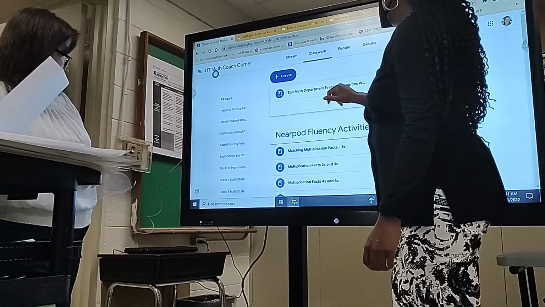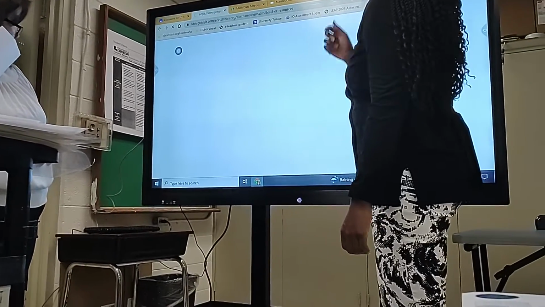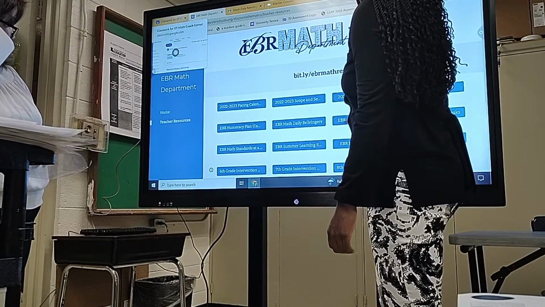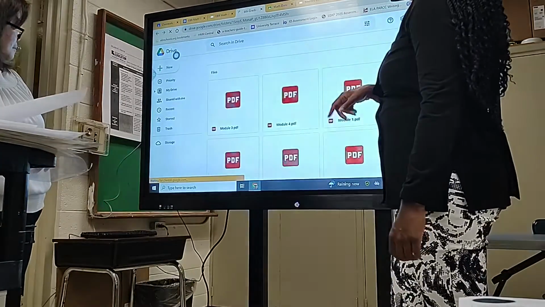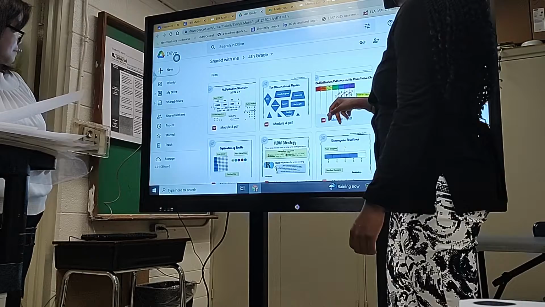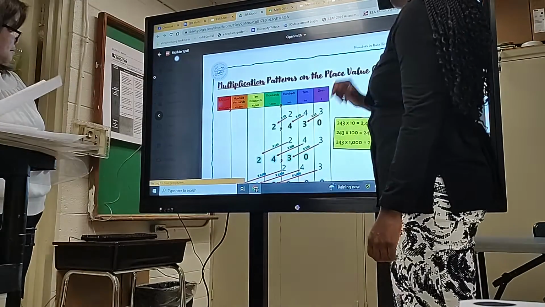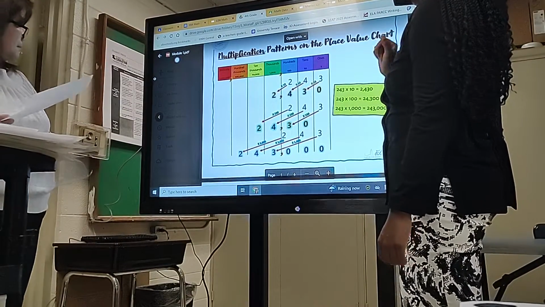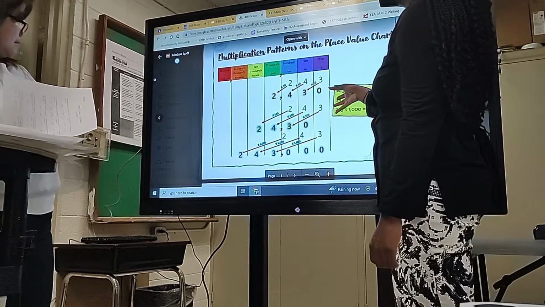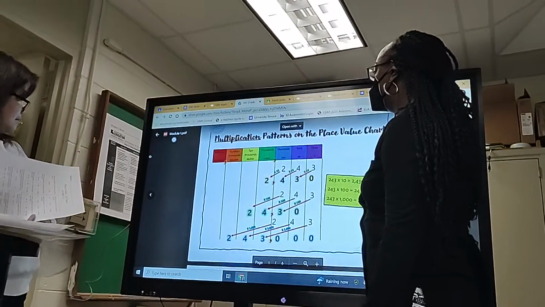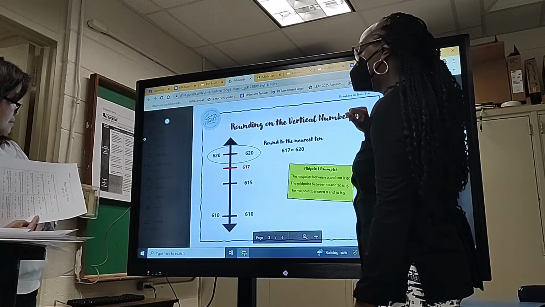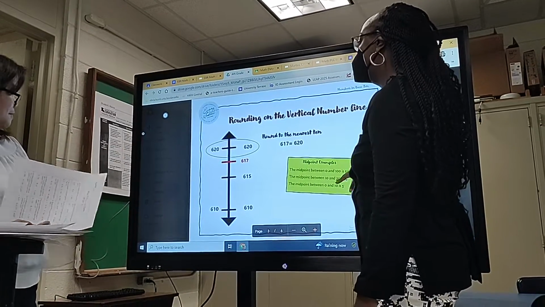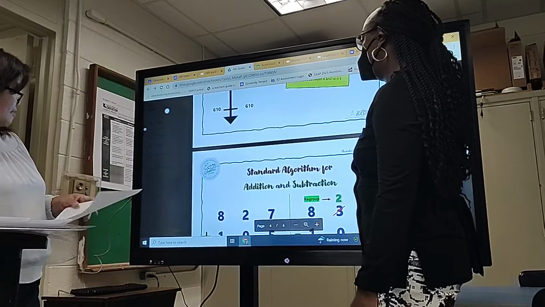On the EBR website, the EBR Math Department has EBR Math anchors for fourth grade, and they're by module. So module 1, there's your anchor chart right there for 10 times as much with the place value chart. That's a visual for the students. For multiplication and division. Rounding, which is your lesson today. Yes, ma'am, that would be very helpful.